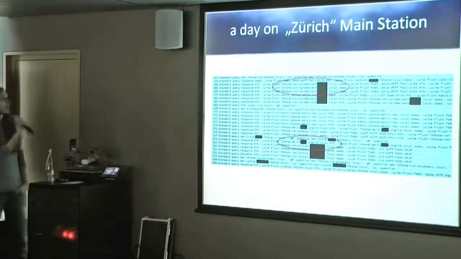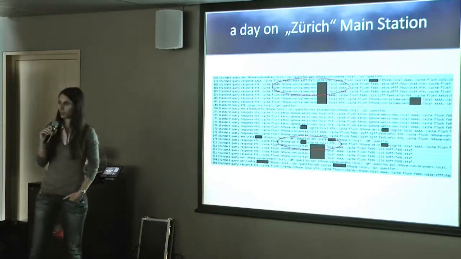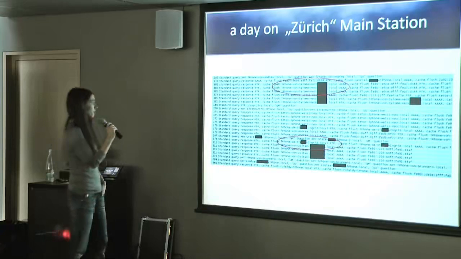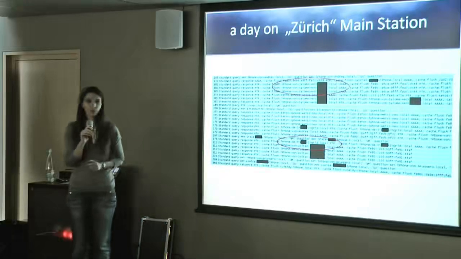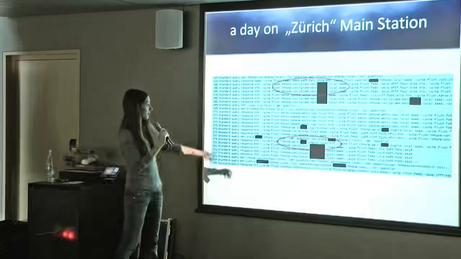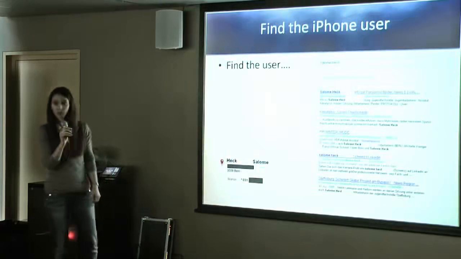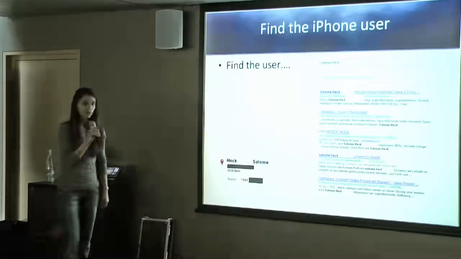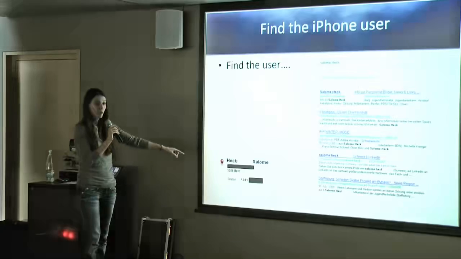Now we did it in this network. We did it at the main station in Zurich. So we get some information about the iPhone user. Here you see that some people really use a real name for the iPhone. So we have to hide it a little. What we are going to do is take the information, type it into Google and search for the person. So we know this person lives in Bern, and we got the telephone number.